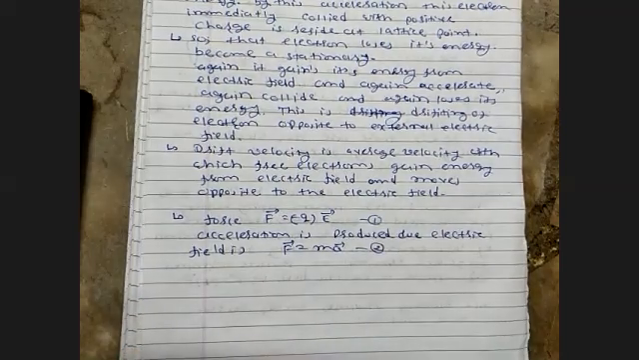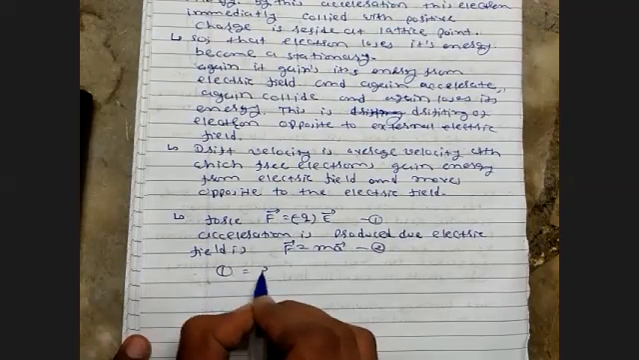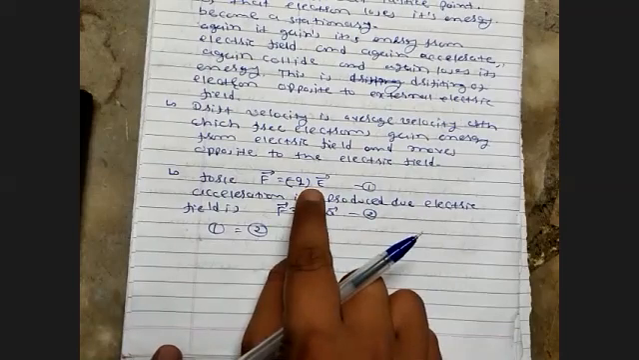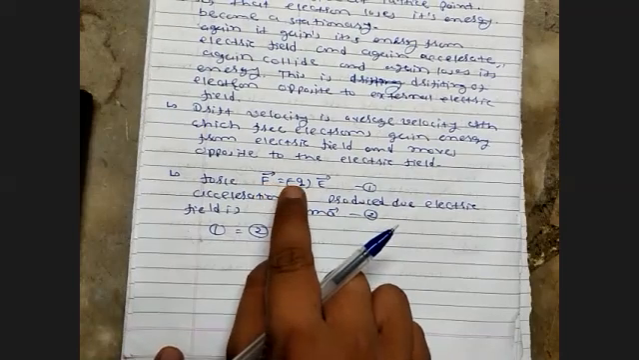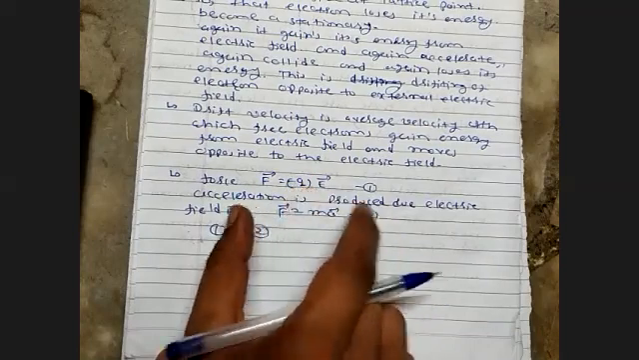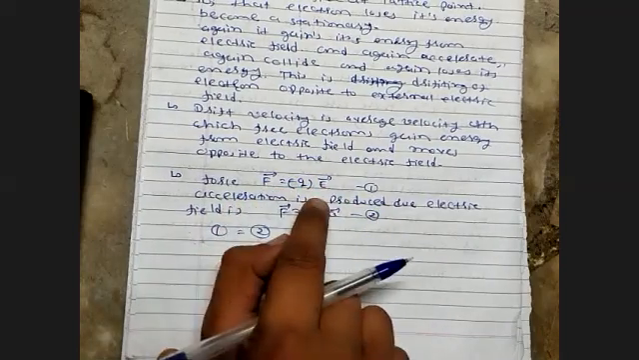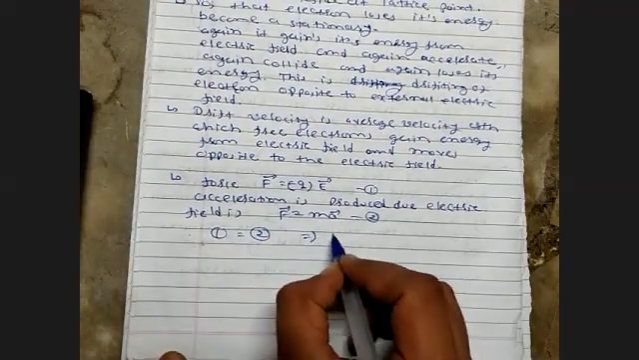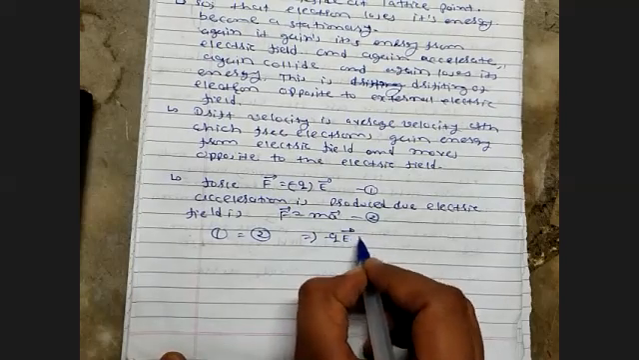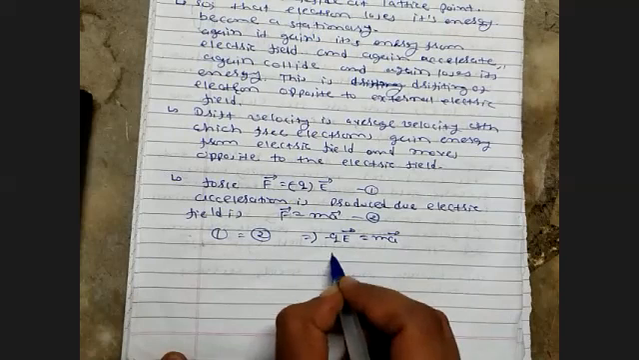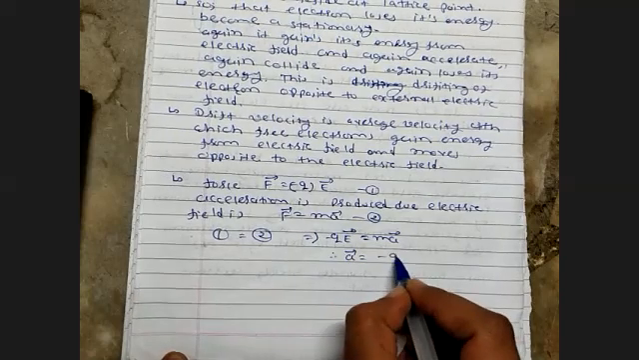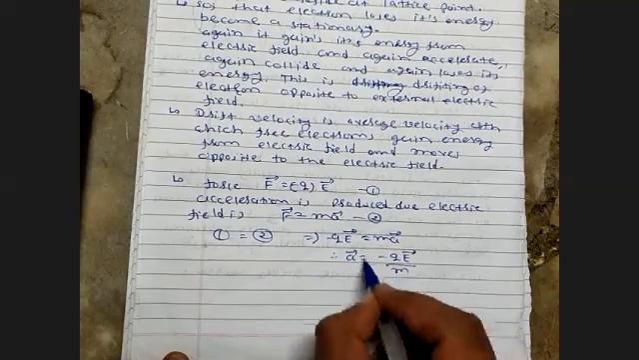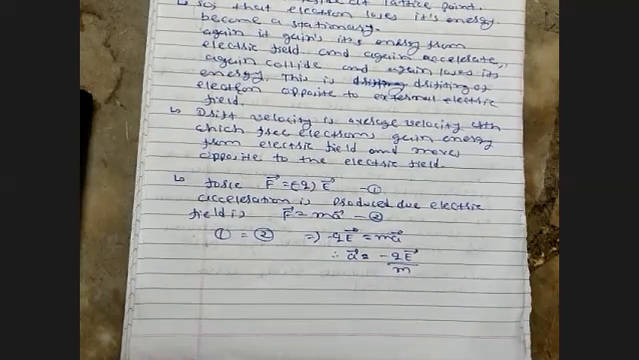By comparing these forces, 1 is equal to 2. There is an electric force on the negative charge due to the external electric field, and acceleration takes place. By comparing these two, minus QE is equal to m into a. Therefore, a is equal to minus QE upon m. That is the acceleration equation.